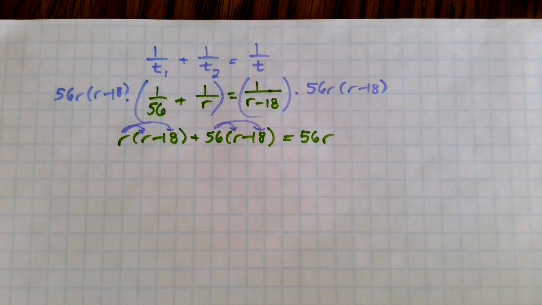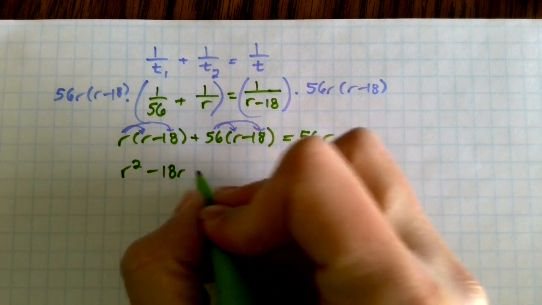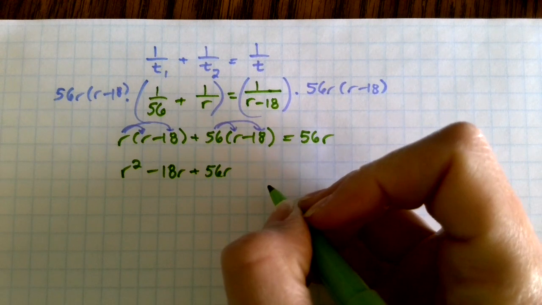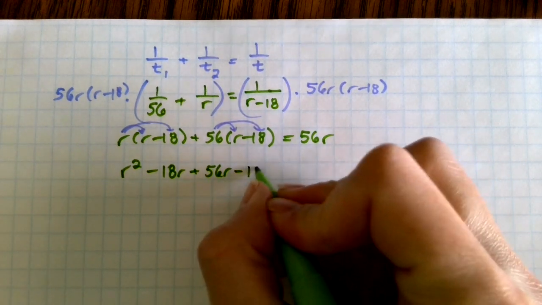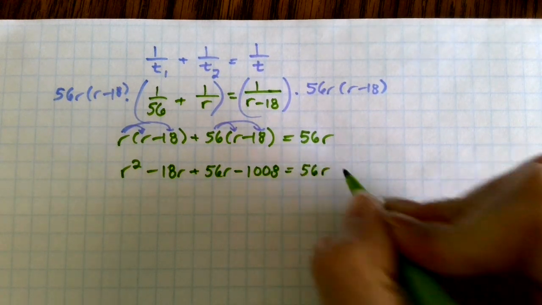So r times r is r squared minus 18r. Then doing the distribution over here, we'll have 56r, and then 56 times the minus 18 is going to give me minus 1008. And again, this equals 56r.